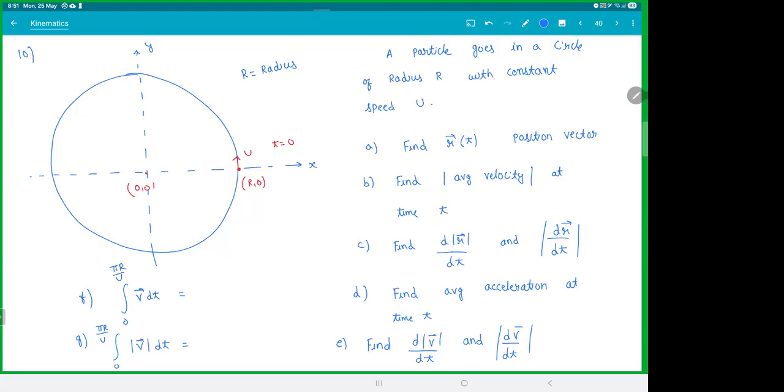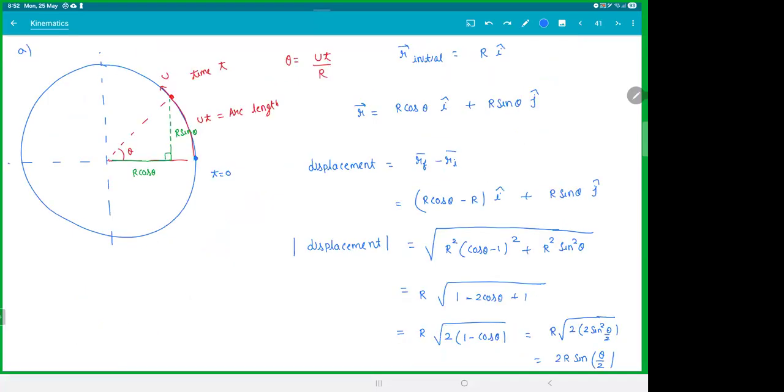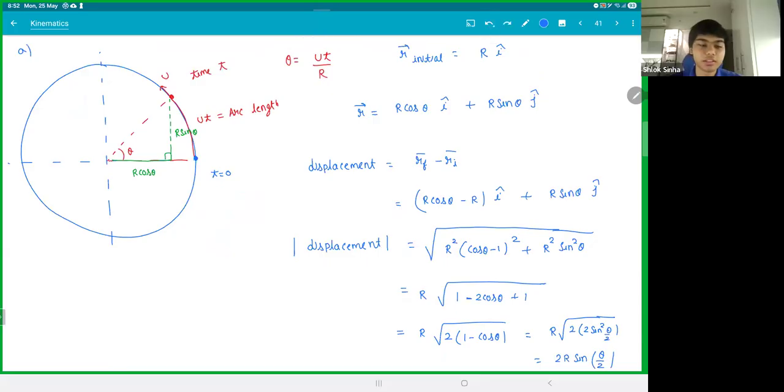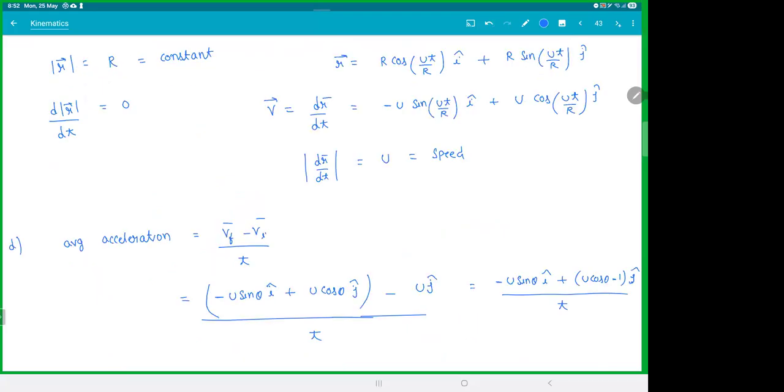What about C1? How did we get sin ut by r? Because theta is ut by r, right? Oh yes sir, got it. Theta we already proved is ut by r. So I just kept it.